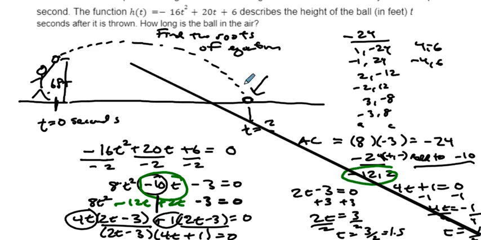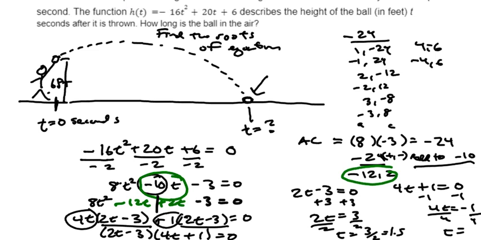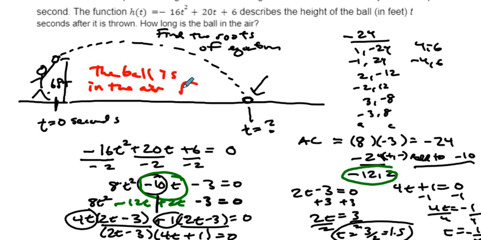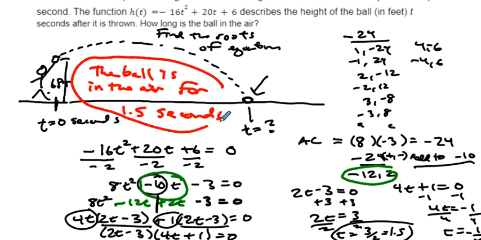Well, if it's -1/4, that doesn't make sense at all given what they're asking us. So our solution has to be the other one. And so our final answer, and I'm going to write it, is the ball is in the air for 1.5 seconds. Okay? And that is your answer.